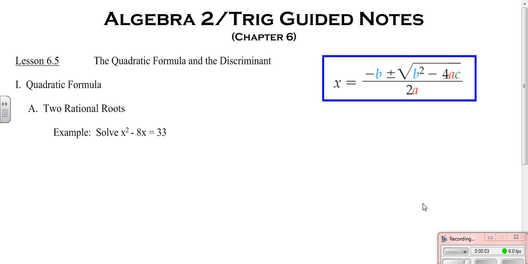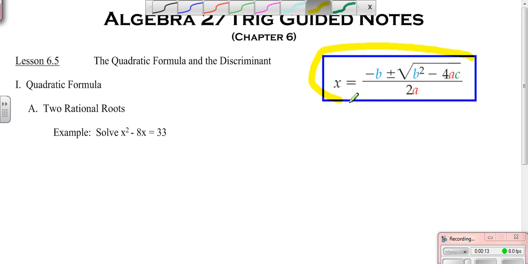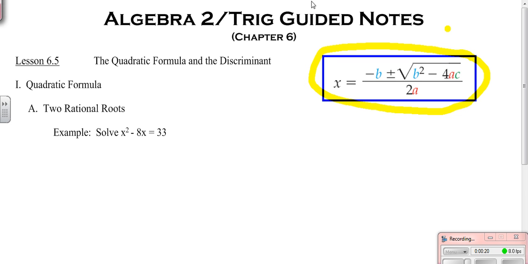Lesson 6.5 is going to talk about the quadratic formula and the discriminant, which is part of the quadratic formula. Your quadratic formula is something you've seen before, and it is this formula right here. It's a formula that will be given to you for testing, both at the state and in our classrooms.